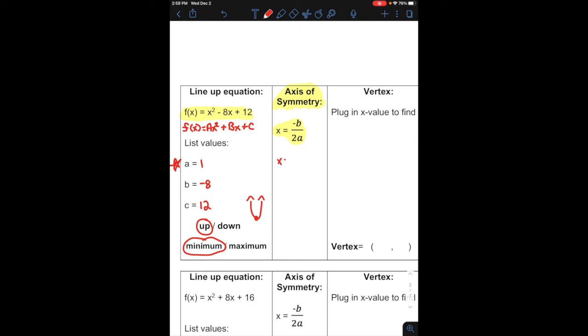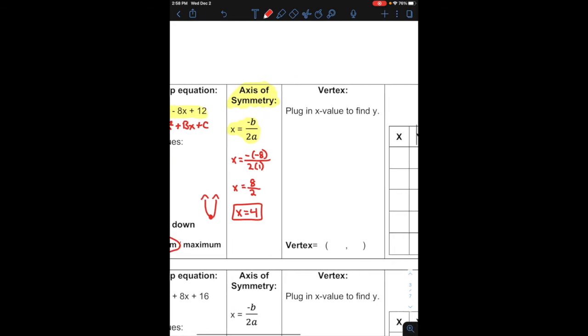We have x equals, b in this case is negative 8. So we have negative 8 because the formula is negative b, divided by 2 times a, which in this case is 2 times 1. We're going to go ahead and simplify. Negative 8 is positive 8, divided by 2 times 1 is 2. And finally, we get our equation of our axis of symmetry, x equals 4. Again, this is now going to help us go to our next step, which is finding our vertex.